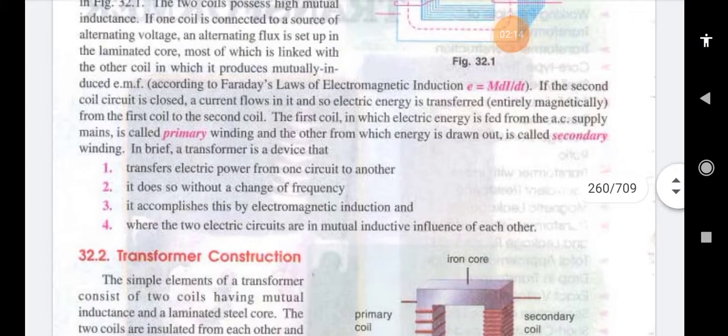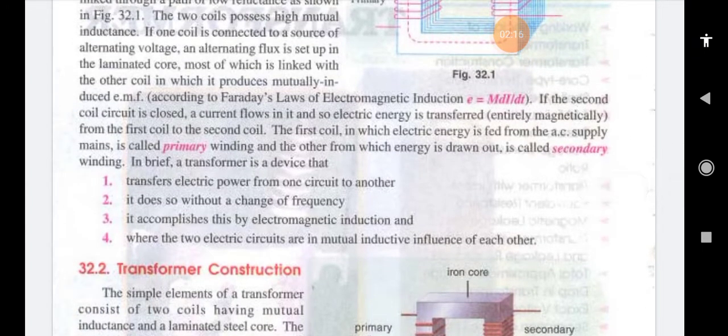If one coil is connected to a source of alternating voltage, an alternating flux is set up in the laminated core, most of which is linked with the other coil, in which it produces a mutually induced EMF. According to Faraday's laws of electromagnetic induction, E is equal to M di by dt. If the second coil circuit is closed, a current flows in it, and so electric energy is transferred from the first coil to the second coil.